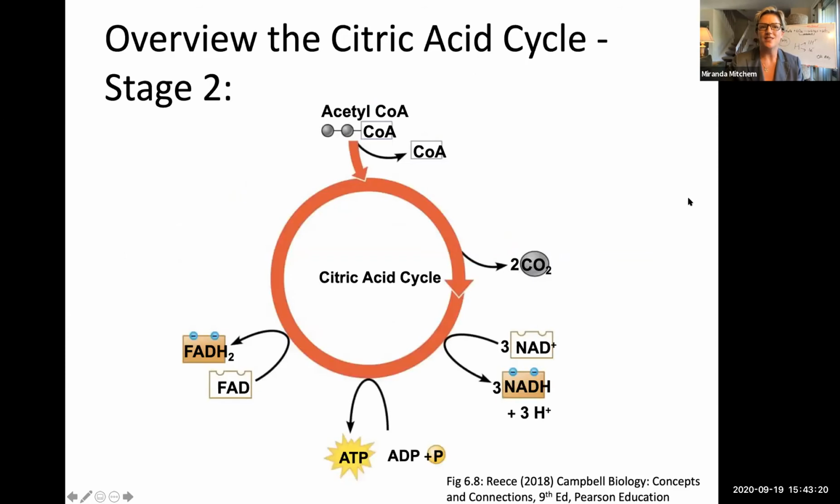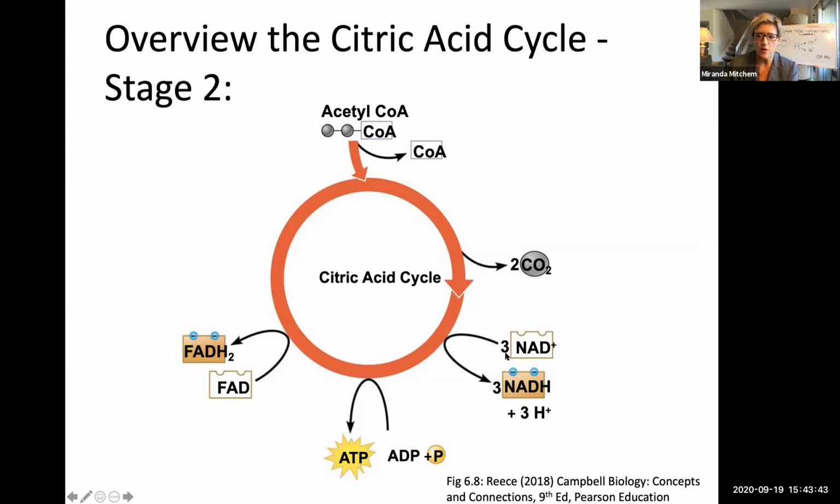Now we've gotten to stage 2, which is the citric acid cycle. The starting material is acetyl-CoA. All right, it's not pyruvate. It has to go through that transition step. And it is a cycle, so it goes around and around. The starting material is acetyl-CoA.